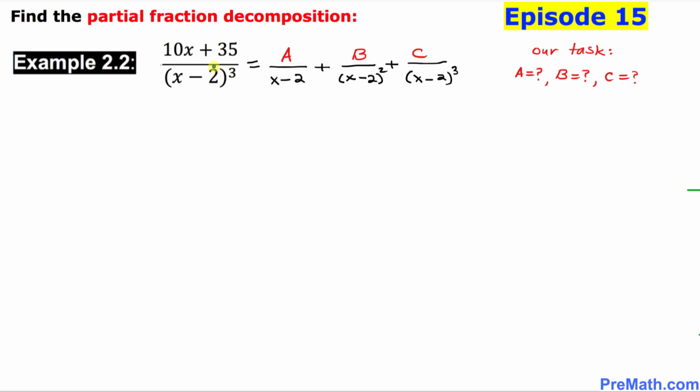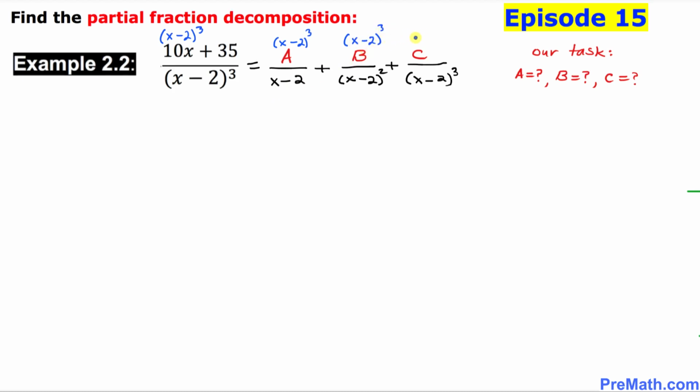Now let's go ahead and focus on the denominator over here on the left hand side. We've got (x - 2)^3. Let's go ahead and multiply this (x - 2)^3 across the board. So let's multiply (x - 2)^3 on the left side, and then (x - 2)^3 on the very first fraction on the right hand side, likewise (x - 2)^3, and now finally (x - 2)^3 over here.